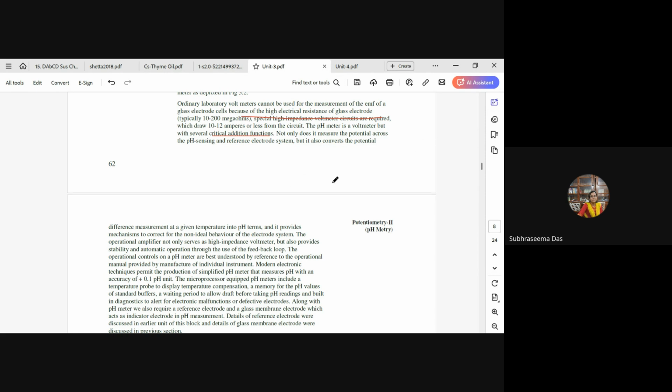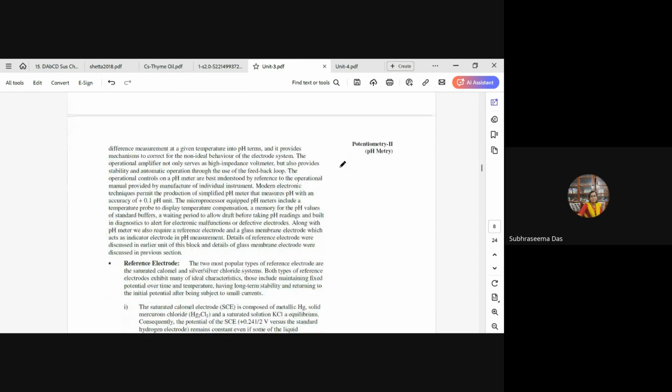Not only does it measure the potential across the pH sensing and reference electrode, but it also converts the potential difference measurement at a given temperature into pH terms, and it provides a mechanism to correct for the non-ideal behavior of the electrode systems. Modern electronic techniques allow the production of simplified pH meters that measure pH with an accuracy of almost ±0.1 pH units. We are equipped with microprocessors that are highly sensitive to the functioning of the electrode, and they display the temperature and the volt with which the pH meter is working.